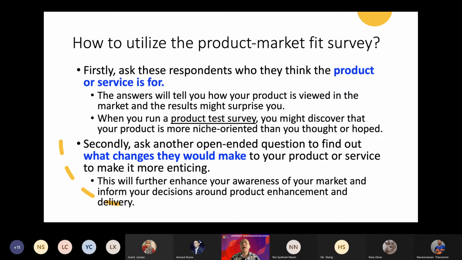Okay, and then secondly, ask another open-ended question to find out what changes they would make to your product or service to make it more enticing. So let's say if they are disappointed that they can no longer use your product, you can ask why. And if they don't feel disappointed at all, you can ask why as well, because the answer could give you another angle on what you missed to make your product fit that market. Okay, so these two things.